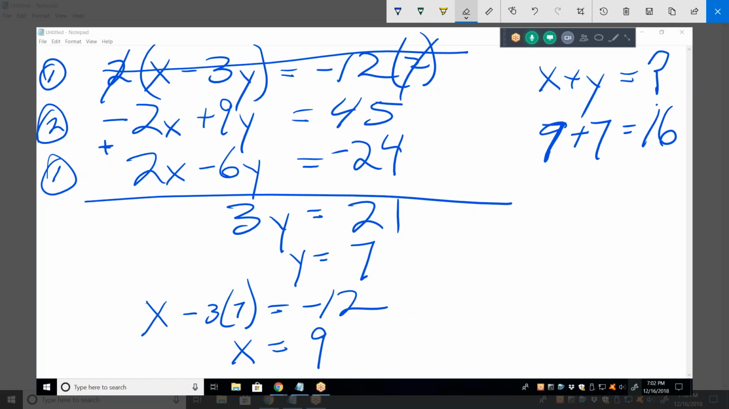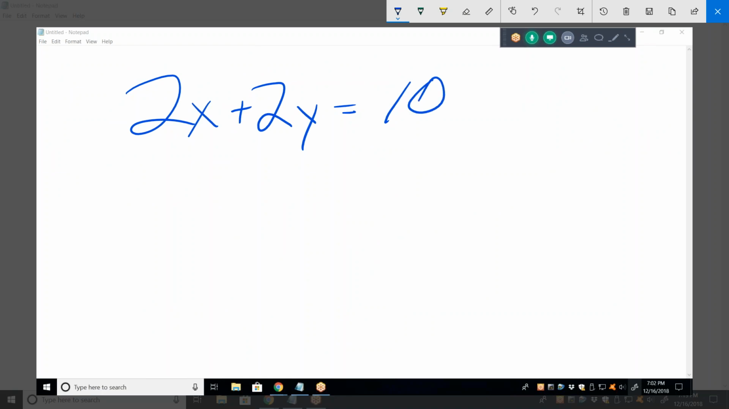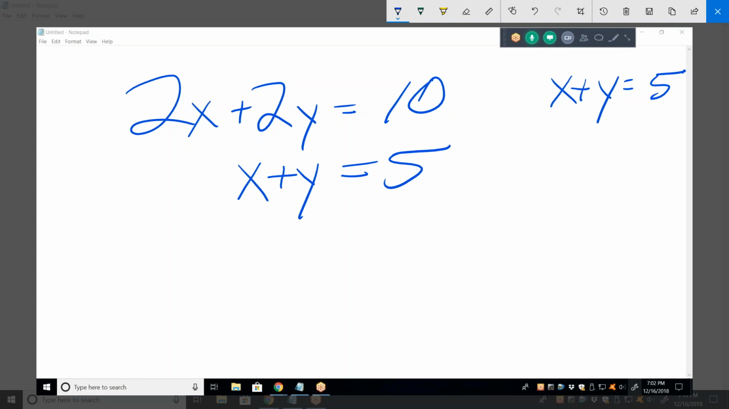Now, when I said if they gave me this, do I know what x plus y is? Yeah, 5. That's the kind of thing I'm talking about, is sometimes you don't have to solve for x and y. You just have to solve for what x plus y is. If I divide everything by 2, I get x plus y equals 5.